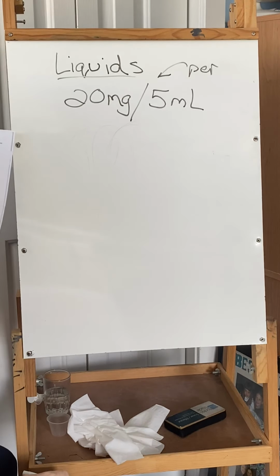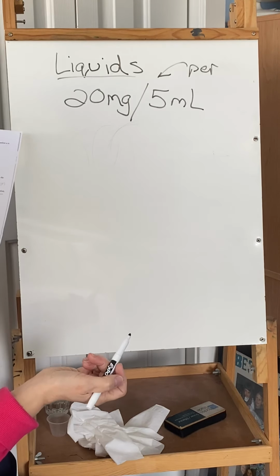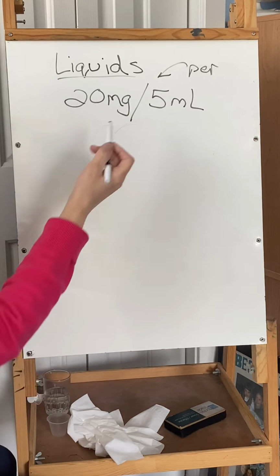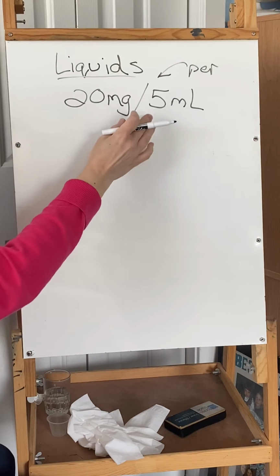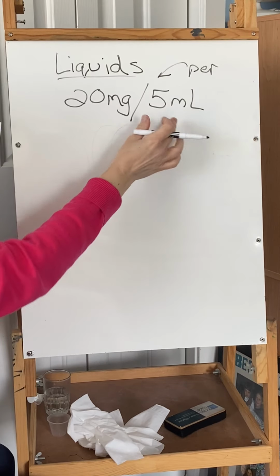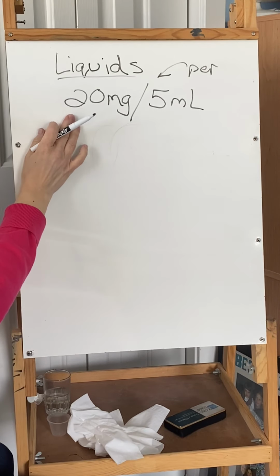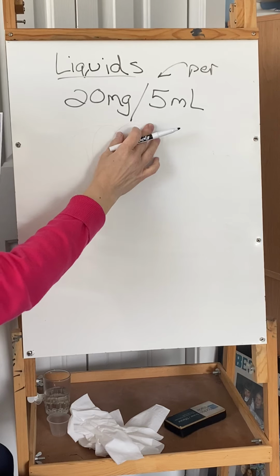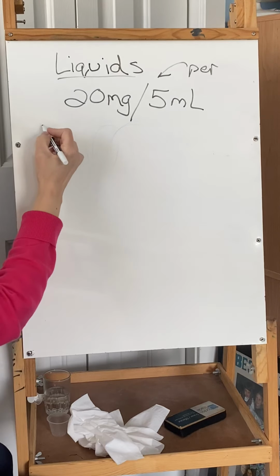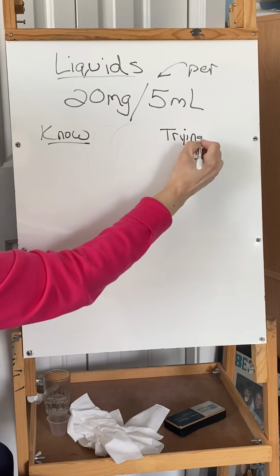How many milliliters will you give? The problem here is they're ordering 45 milligrams, and I have 20 milligrams per 5 ml. You have to find out the other portion of ml. You know 45 milligrams is what you want. You know 20 milligrams is how it comes. You know 5 ml is how it comes. You don't know how many ml that is. So what you do, as always, this is what you know on the left, what you're trying to find on the right.